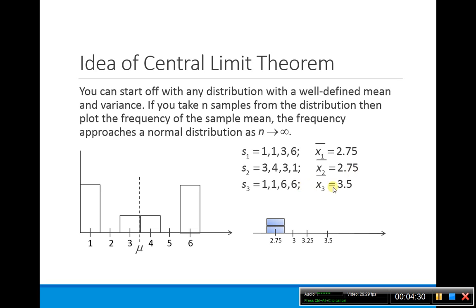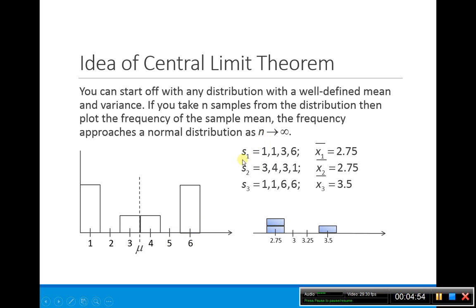So here's my 2.75. I do this a third time. I take 4 numbers from my distribution here. I get 1, 1, 6, and 6. So calculate the mean, I get 3.5, and I plot it. So here's my 3.5. Notice there's no probability of getting a 2, no probability of getting a 5 here.